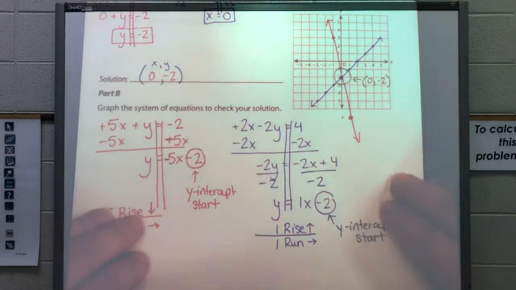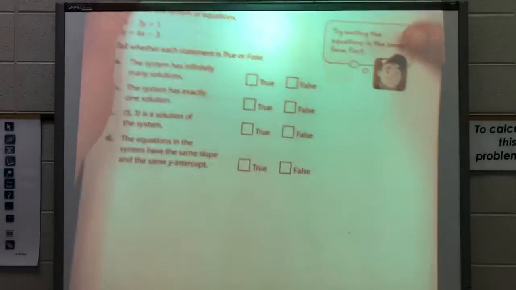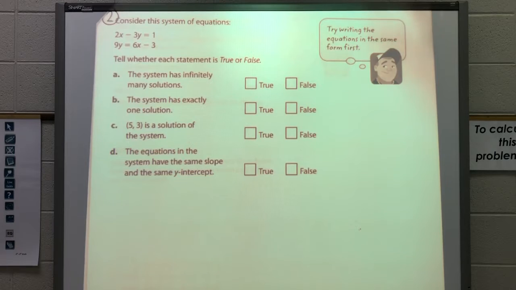Okay, next problem is number 2. It says, consider the system of equations. You have your system. It says, tell whether each statement is true or false. So let's look at what we're going to have to do. I have to tell whether it has infinitely many solutions or not. Does it have exactly one solution? Is 5, 3 a solution of the system? And the last one is the equations in the system have the same slope and the same y-intercept.